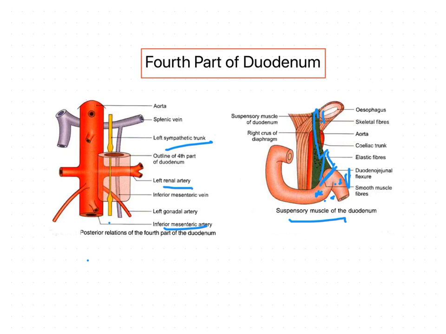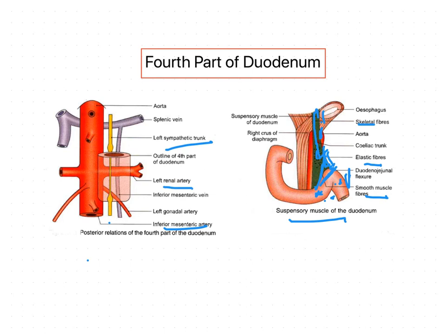And to the third and fourth parts of the duodenum. And this suspensory muscle is made up of striped muscle fibers in its upper part, elastic fibers in the middle part, and plain muscle fibers in the lower part. That means it consists of skeletal muscles as well as smooth muscles, and also in the middle it contains elastic fibers.